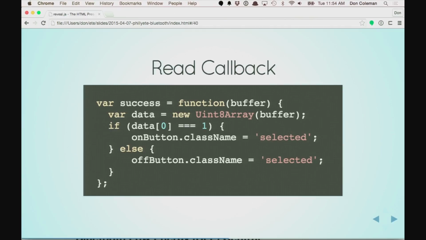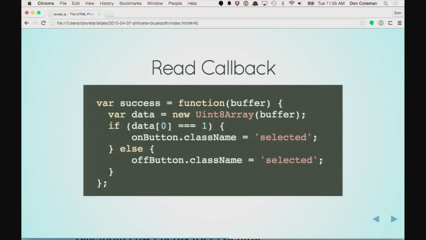So in the callbacks for reading, we're going to get an array buffer back. An array buffer is just a way to handle binary data within JavaScript. They're a little clunky and they'll probably make you curse a lot when you use them, but it really seems like the best way to be doing binary data at this time.